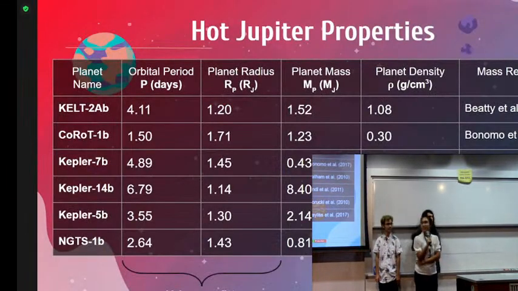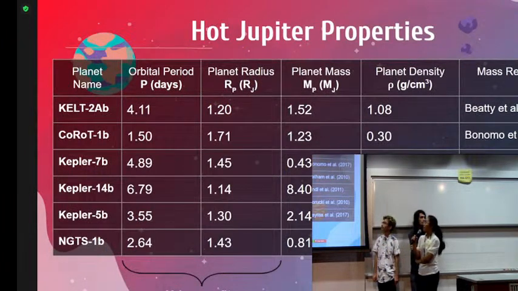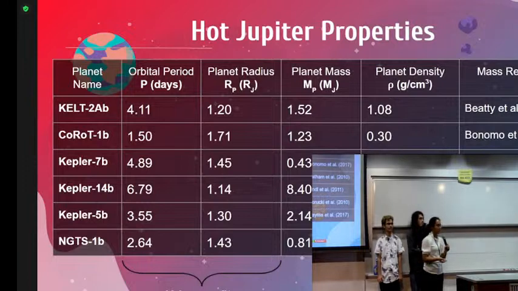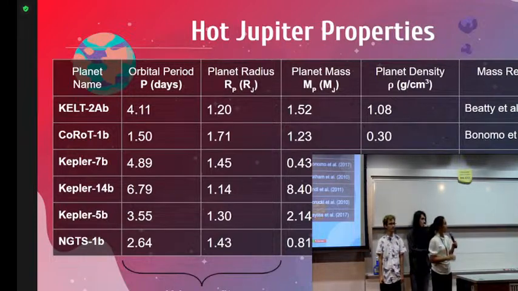And over here is a table of most of our properties for the hot Jupiters that we used in our project. Going left to right, we have our orbital period, which is how long it takes for one revolution around its host star. The planet radius, which is self-explanatory. We use it to measure volume and such. The planet mass and the planet density, which is how compact these planets are. And we also have the references for where we got the mass from.